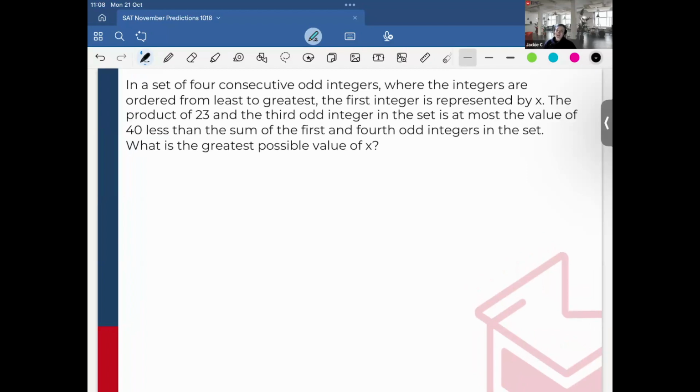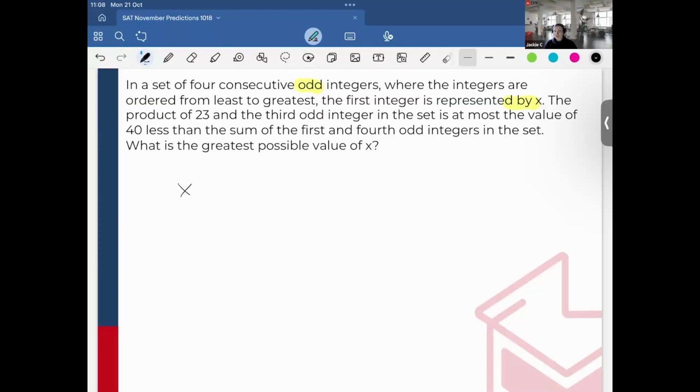I had a student specifically ask about this question, and I want to show you something. So first, in a set of 4 consecutive odd integers, important, when the integers are ordered from least to greatest, the first integer is represented by x. The product of 23 and the third odd integer in the set is at most the value of 40 less the sum of the first and fourth odd integers. In the set, what is the greatest possible value of x?